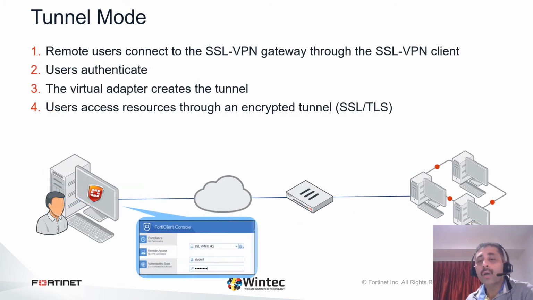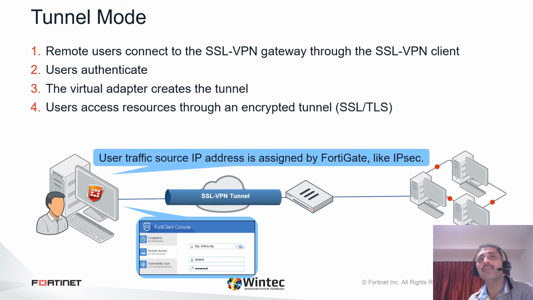Now a quick look at how the tunnel mode actually works. The user connects to FortiGate through the FortiClient. The user provides credentials to successfully authenticate. FortiGate establishes the tunnel and assigns an IP address to the client virtual network adapter, or the Forti SSL. This is the client source IP address for the duration of the connection. Then the user can access services and network resources through the encrypted tunnel.